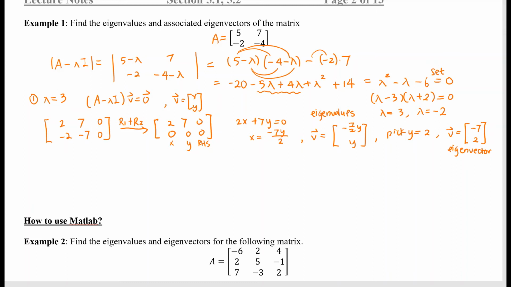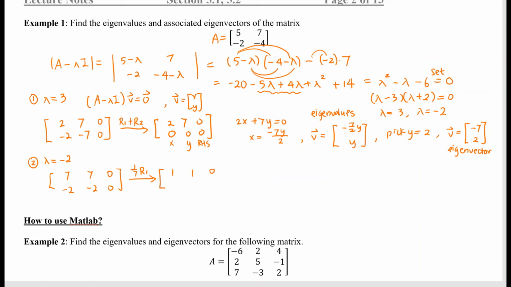So far, so good, everybody? Okay, let's continue. Lambda equals minus 2. And then we do the same thing for the augmented coefficient matrix. 5 minus minus 2 becomes 7. Minus 4 minus minus 2 is the same as minus 4 plus 2. It becomes minus 2. Well, we can divide by 7 for the first row.